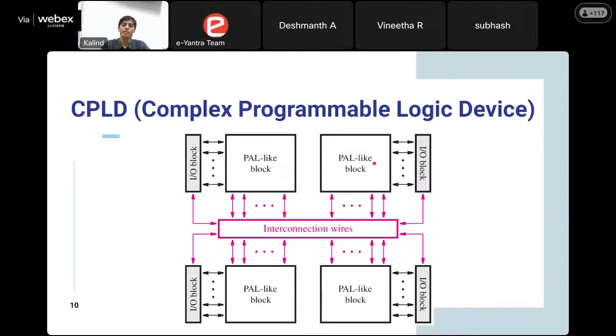So it's a combination of PAL and PLA, and then you have a section of interconnection wires in between and some IO blocks to have the input variables coming in. All these PAL blocks are routed or connected to each other via this section of interconnection wires. So using the CPLD, you can actually realize a very large logic circuit. That's how the CPLD came into existence.